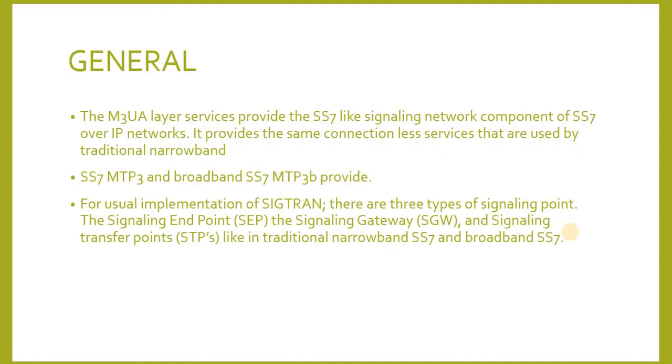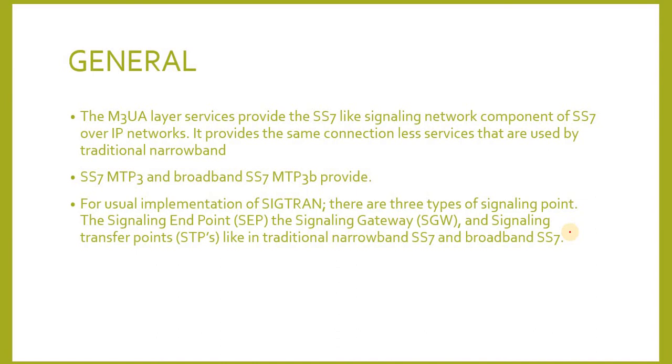General. The M3UA layer services provide the SS7-like signaling network component of SS7 over IP networks. It provides the same connection-less services that are used by traditional narrowband SS7, MTP3 and broadband SS7, MTP3B provide. For usual implementation of SIGTRAN, there are 3 types of signaling point: the signaling endpoint, SEP, the signaling gateway, SGW, and signaling transfer points, STPs, like in traditional narrowband SS7 and broadband SS7.